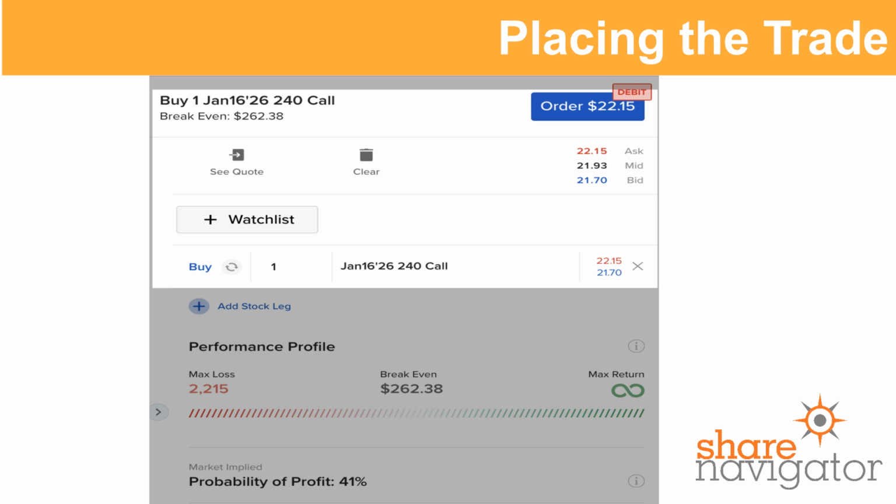You will also see the order button on the top right in blue. And when you go to place the actual trade, you'll click on that button. But let's talk you through the rest first. You'll also see the bid, ask, and mid prices.